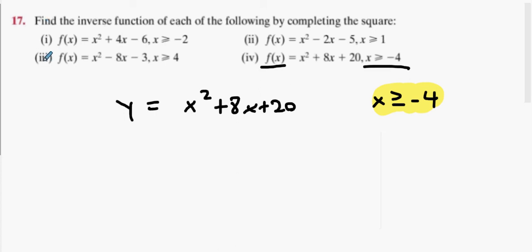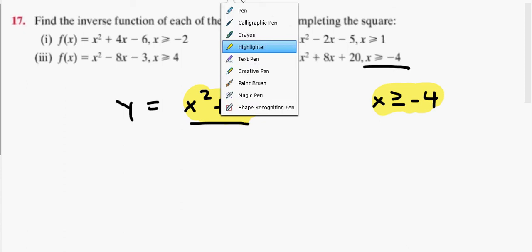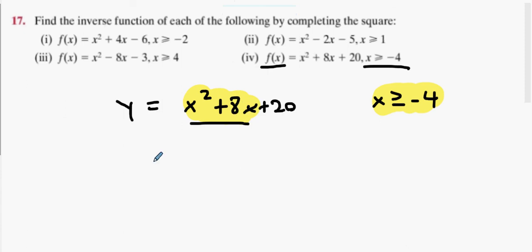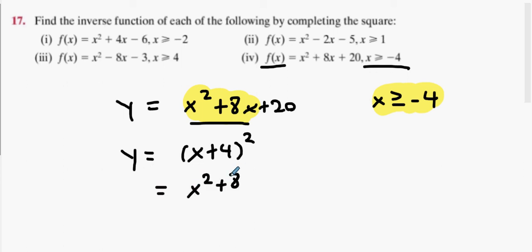Here's what we're going to do. We're going to complete the square, which means we're going to target these two parts here. What's the rule? Half the middle one. What happens when you half the middle one? (x plus 4) squared. Multiply that out and what do you get? x squared plus 8x plus 16. How much are you short? Put the 4 there. You cool with that? So far that's where we're at.